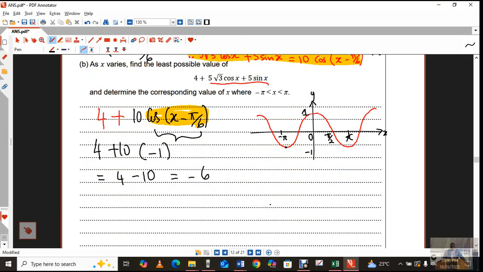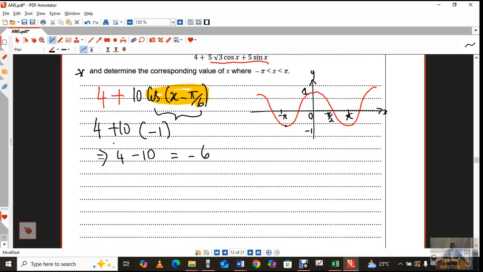Now they are also saying, the second part, determine the corresponding value of x. So this becomes now an equation. What do we know? Because it's a conjunction, I know that cos of x minus pi over 6, which is the least, is going to be negative 1. What are going to be the x values there? Okay, that's what I want to do.